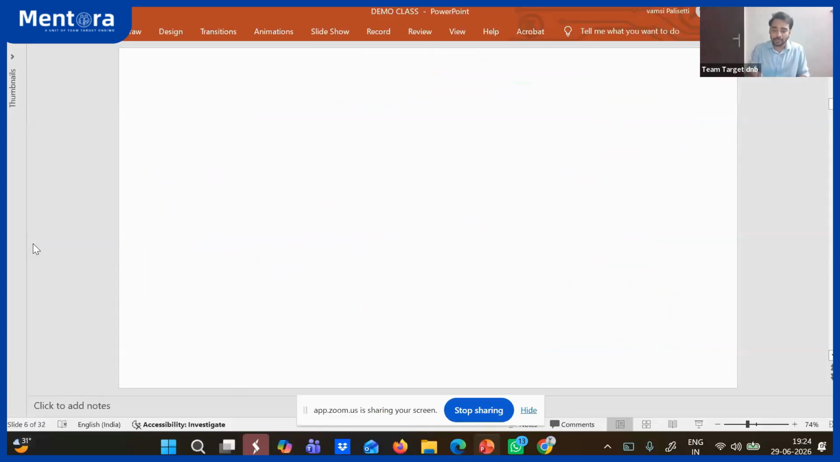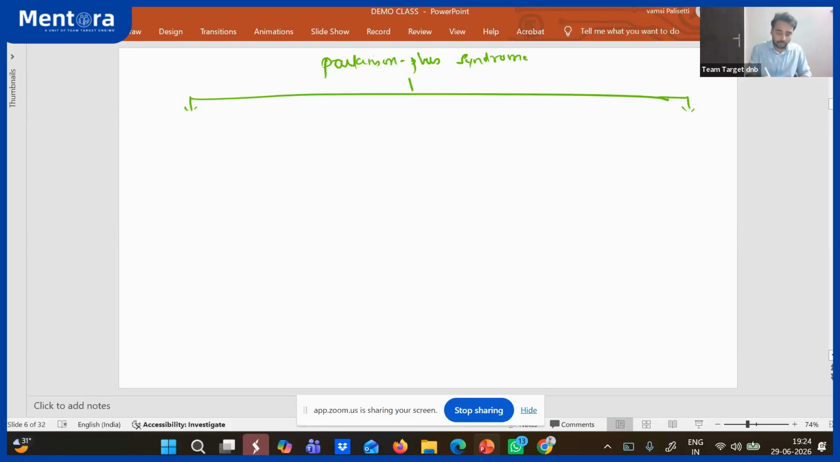Right? So when you take this Parkinson plus syndrome, definitely you have three types. Very, very important. All these things we studied before, we are just summarizing them. One is progressive supranuclear palsy. Other is multiple system atrophy. And other is corticobasal degeneration. Three things: progressive supranuclear palsy, multiple system atrophy, and corticobasal degeneration. These are your Parkinson plus syndromes.